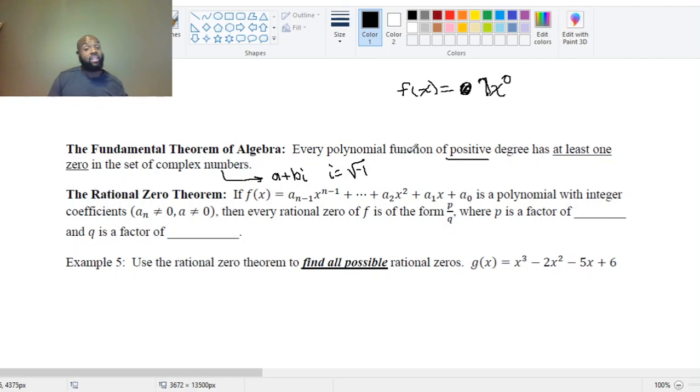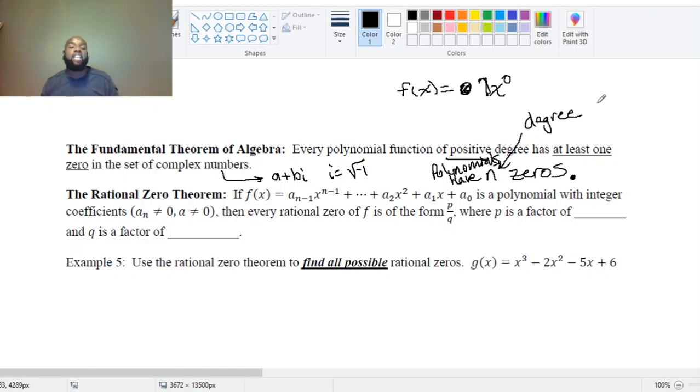Actually, in all actuality, every polynomial has n zeros. n is the degree of the polynomial, and remember your degree is your highest exponent. This statement that I just wrote is more powerful than the fundamental theorem, but the fundamental theorem, since it is a theorem, that's what we can prove. What we're going to do in this class is find all n zeros, whether they're real or complex. Our goal is to find all of them.